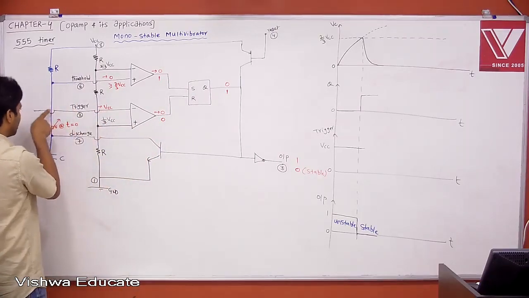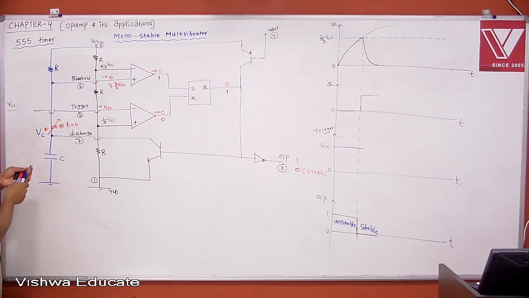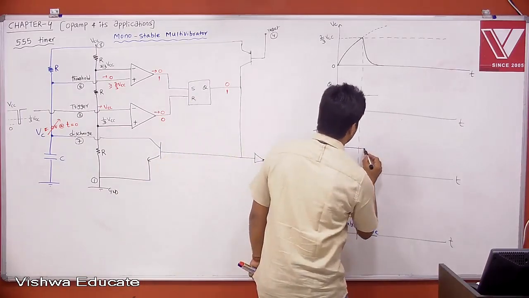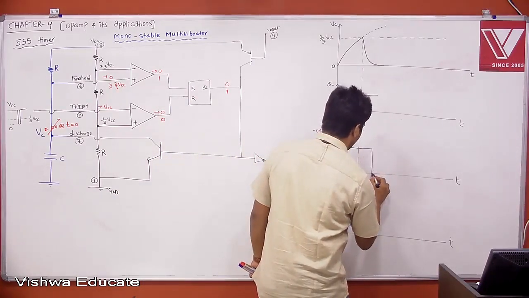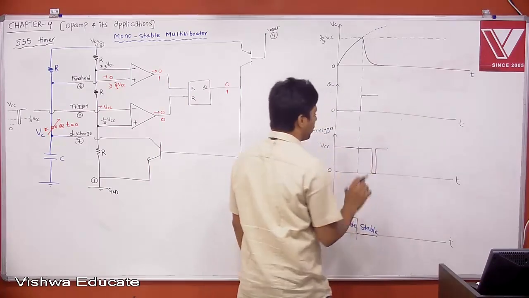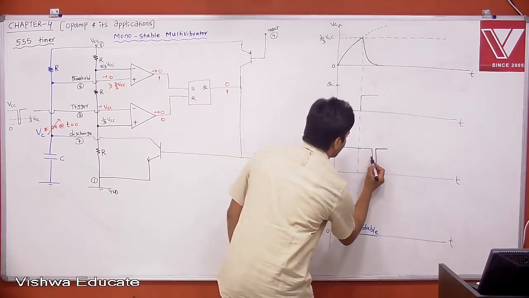Now I need to apply a trigger. Whenever you want, just apply a trigger. When you apply the trigger, this is 0. Actually, crossing 1/3 VCC is enough. Therefore, until you apply a trigger, it stays in the stable state. Let us say I am applying the trigger, which is a very small pulse. This is your trigger pulse.